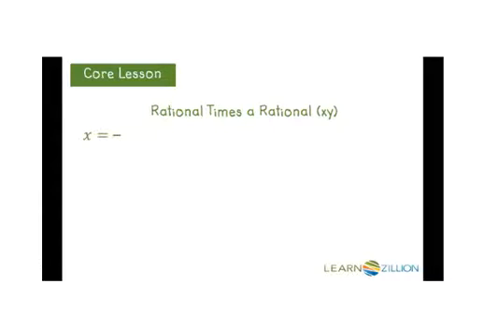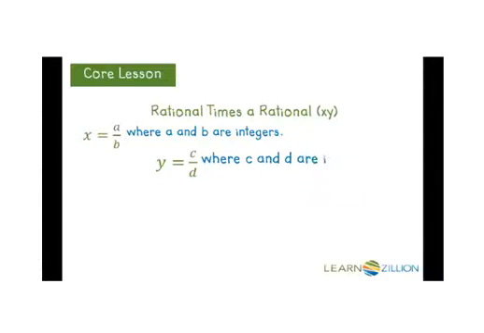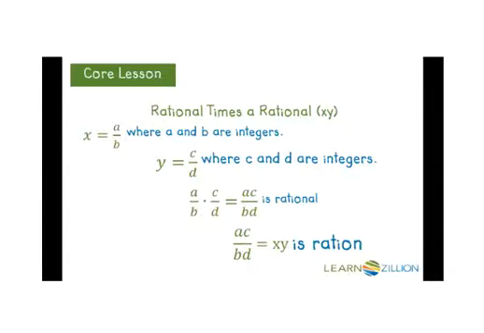You recall that a rational number times a rational number is still rational. Let's say that a, b, c, and d are all integers. That means that a over b and c over d represent rational numbers, x and y respectively. Since two integers multiplied together give you another integer, you have integers on the numerator and integers on the denominator, so this ac over bd is rational. If that's true, then xy is also rational. So rational times rational is rational.